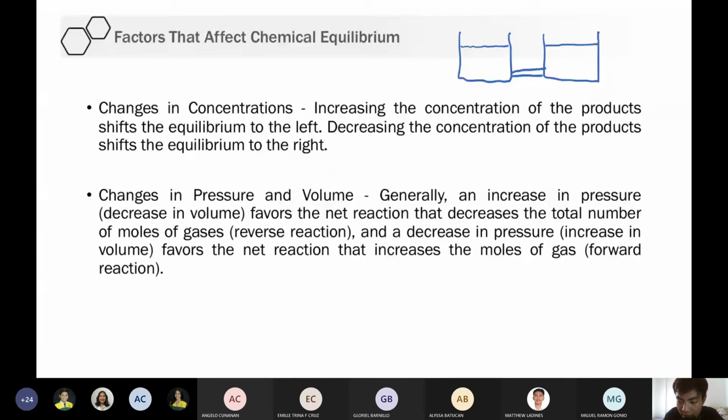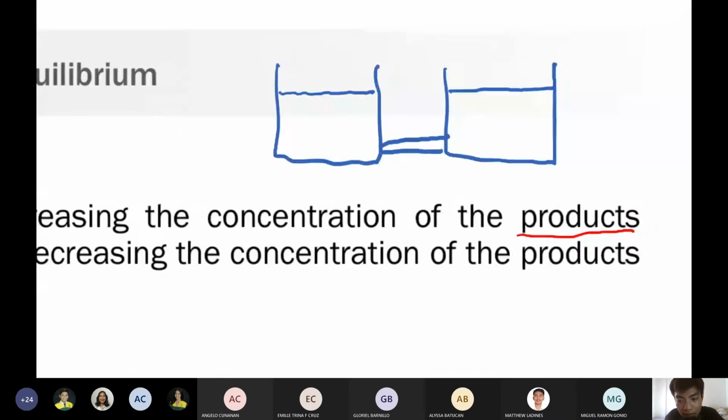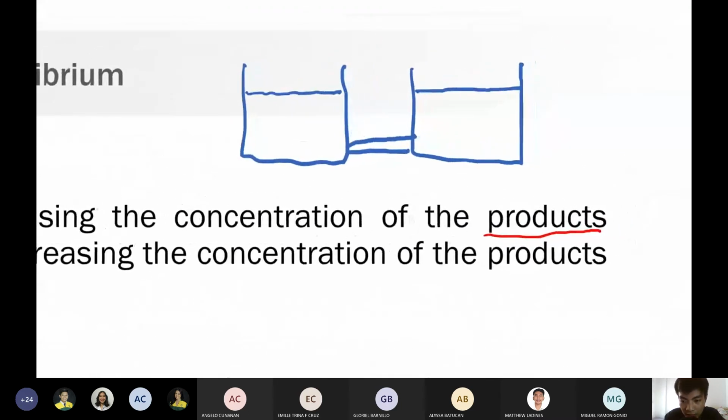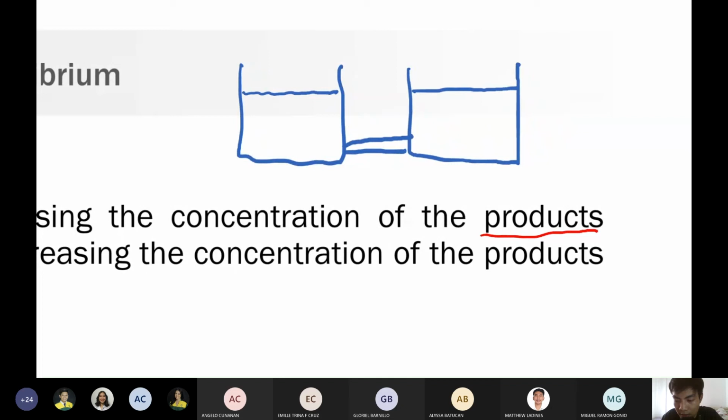Basahin natin yung first sentence. Increasing the concentration of product shifts the equilibrium to the left. Interpret natin yan sa ating water bucket. So yung nasa left, yun yung reactant, yung nasa right, yun yung products. Sabi dyan, if you increase the concentration of products, mag-shift yung reaction to the left. Apply natin yun sa analogy. So suppose dadagdagan mo to ng tubig. So dadagdagan ko yan ng water.